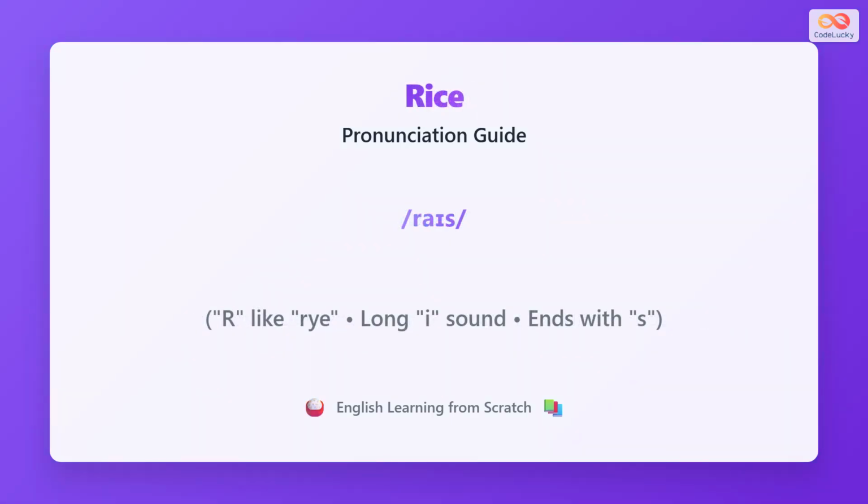Rice sounds like R ice. Start with R like in red. Make long I sound like in my. End with S sound. Practice R ice. Say it 3 times. Rice, rice, rice. Remember the long I sound.